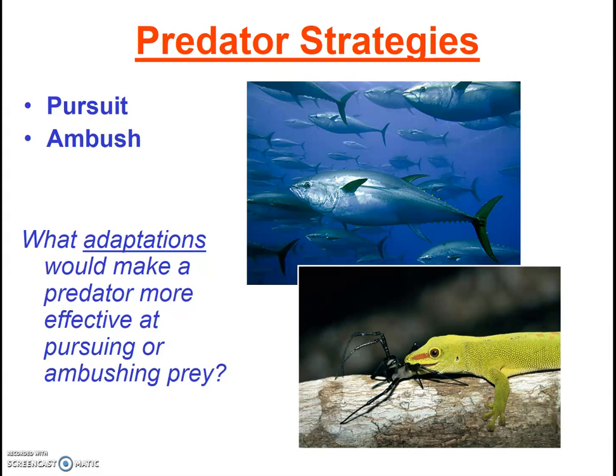I've put a couple predator photos here, the tuna and a gecko, to spark your ideas. What adaptations does each of these organisms have that make it more effective at either pursuing or ambushing prey?